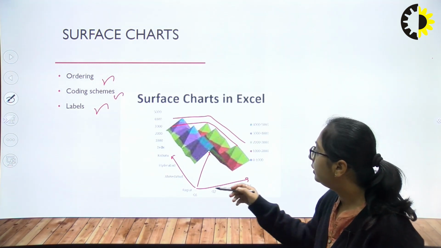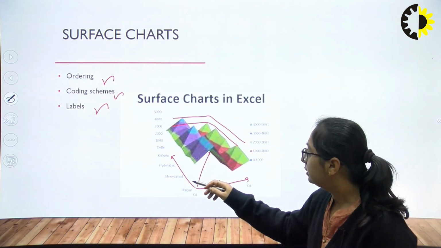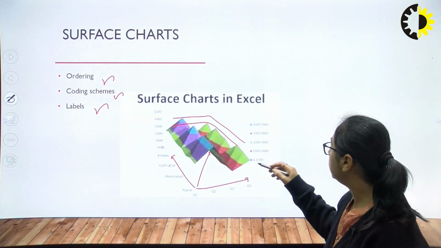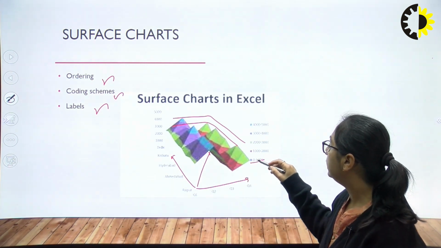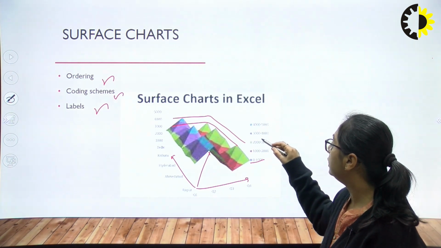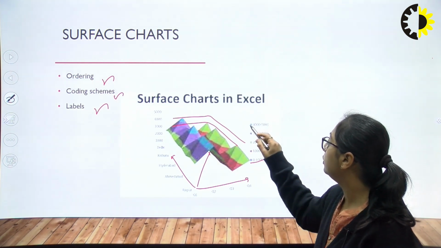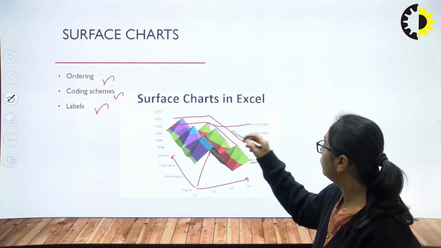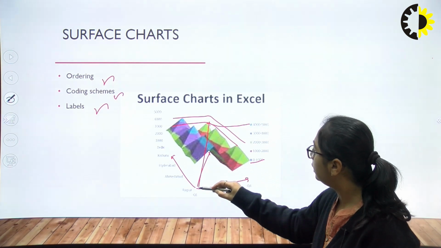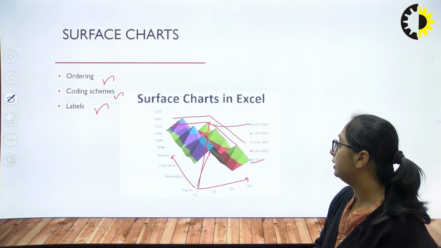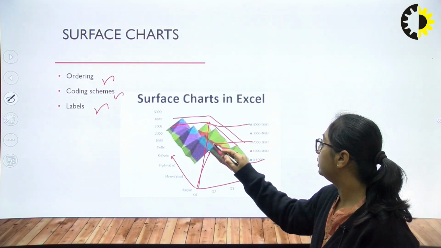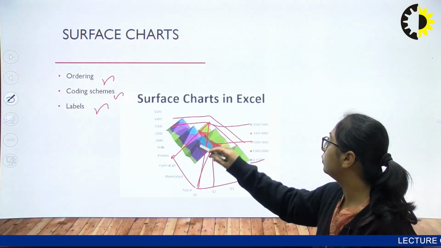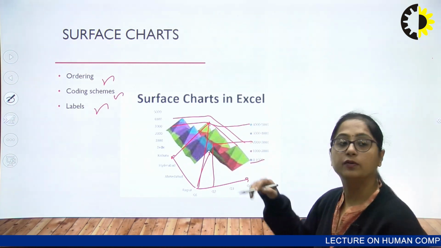Here the other scale is the name of the city: Ahmedabad, Hyderabad, Kolkata. The third scale goes up to 100, 200, 300, 400 and 500. So this data is 400 in the q1 range, and 200 in the q2 range. If we draw here for Kolkata, it is 400 in the q1 range.